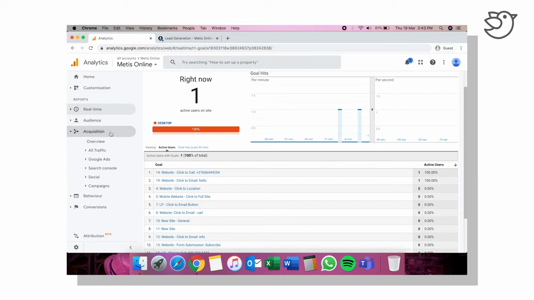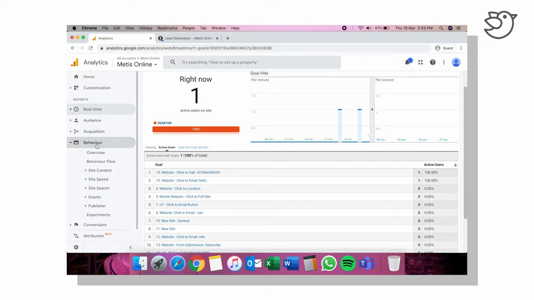Acquisition tells us how they found your website. So what did they use to eventually end up at your website? Did they come through from Facebook, or did they come through from Google, or did they come through from an email newsletter? You'll find that under acquisition. And as you can imagine, as marketers, we spend a lot of time in that.